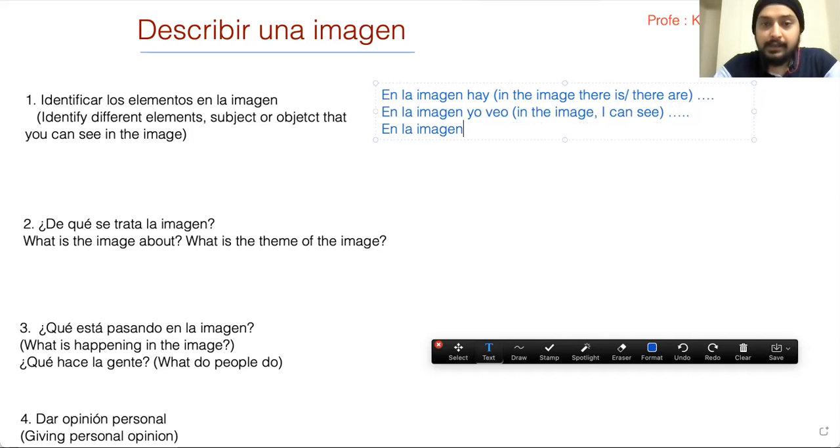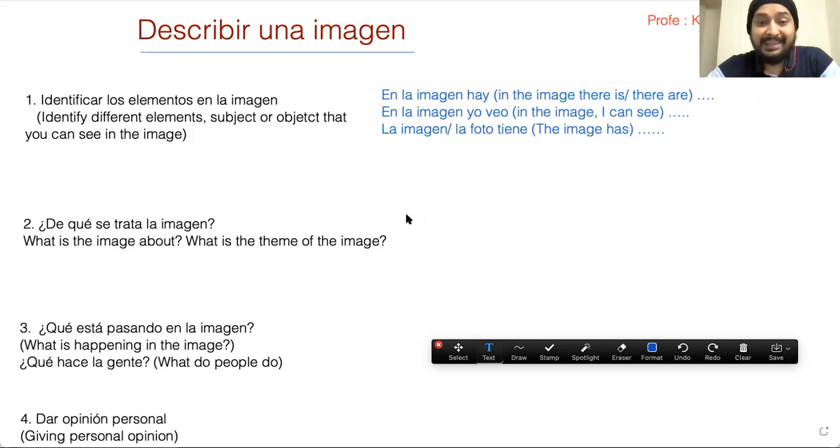En la imagen o en la foto tiene. The image or the photo has, and then the different elements or objects that you can see. Okay, so this is just one way of identifying the elements.